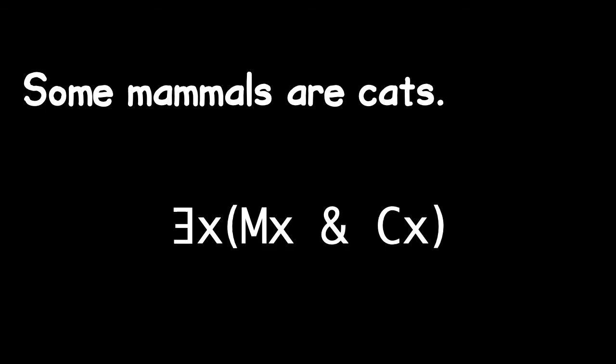Now consider this sentence. Some mammals are cats. We can translate this with an existential quantifier: exists x, Mx and Cx. This means that there is some animal which has the feature both of being a mammal and a cat.